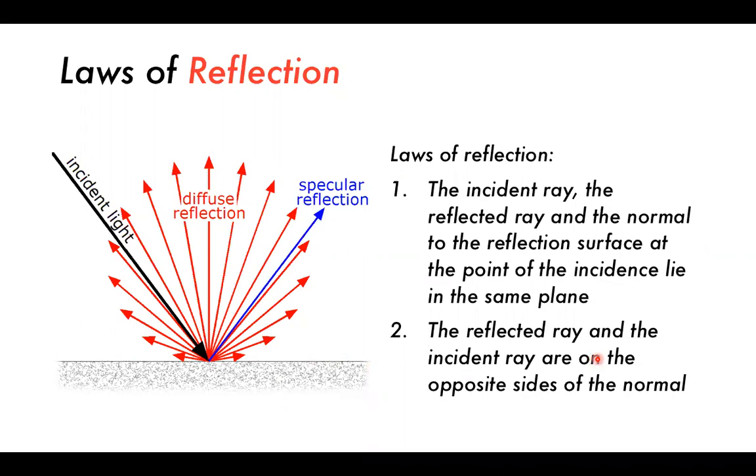The reflected ray and the incident ray are on opposite sides of the normal. So if the normal is here, the incident light is on one side and the reflected light is on the other side of the normal.